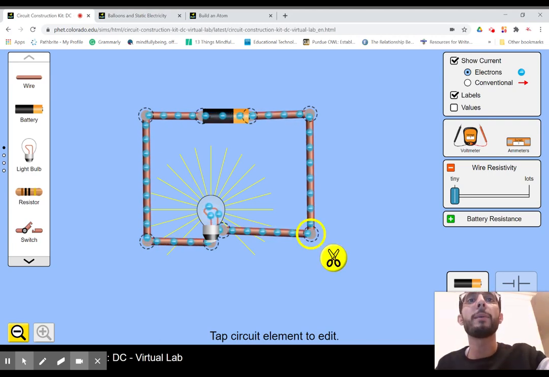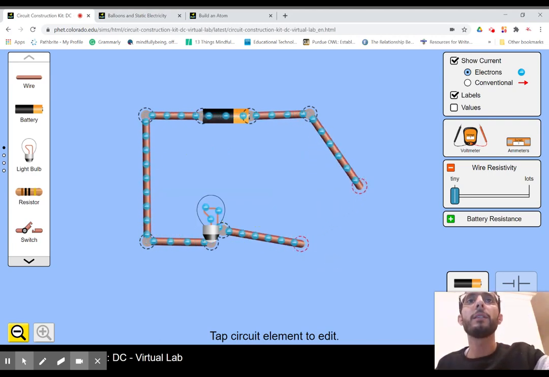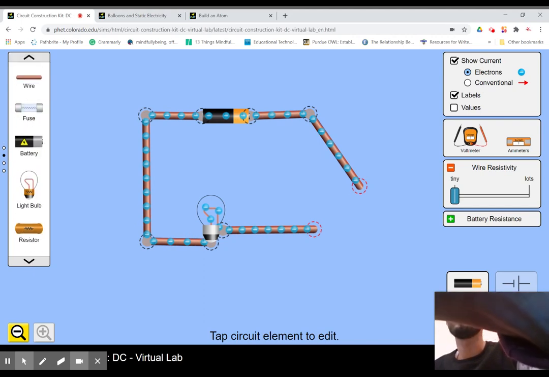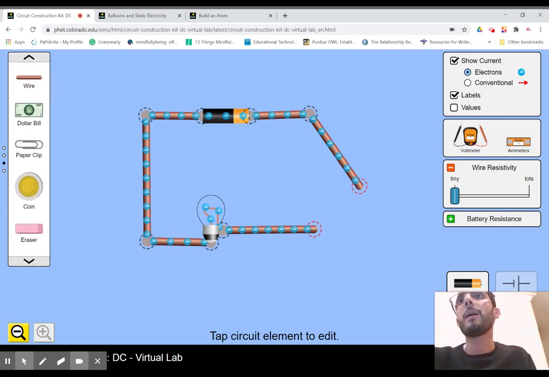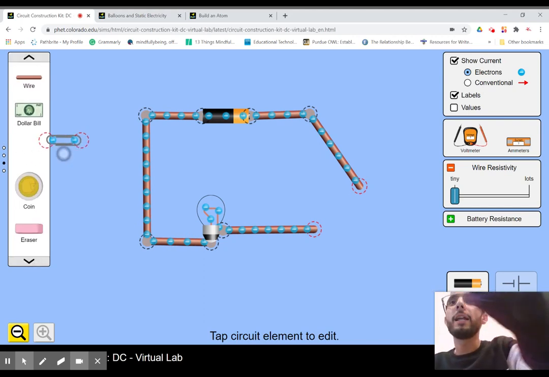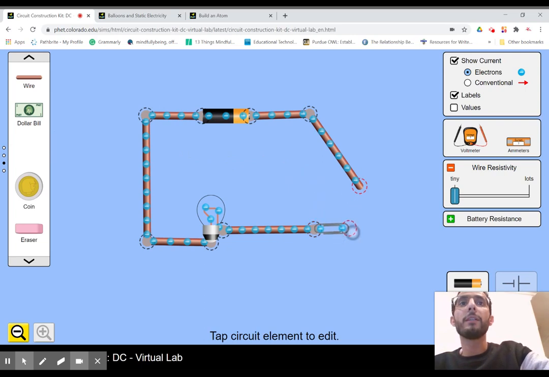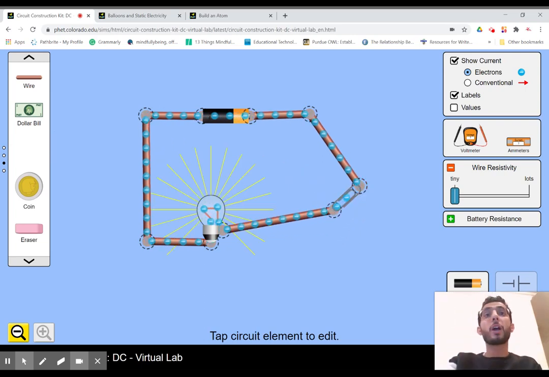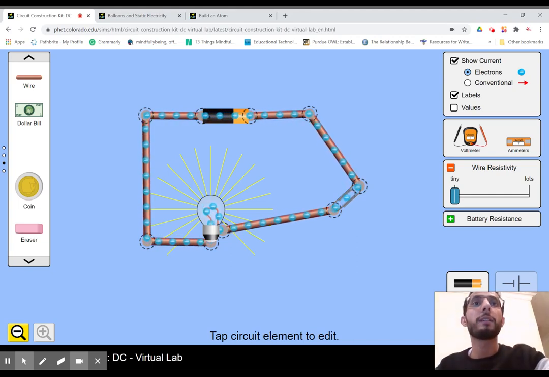Let us try to experiment with some of them. In this example, I can choose from the list here, for example, a paper clip. Let me check if the paper clip is an insulator or conductor. It is a conductor. So what is a conductor? A conductor allows the flow of charges, while an insulator will not allow the flow of charges. So let us check.